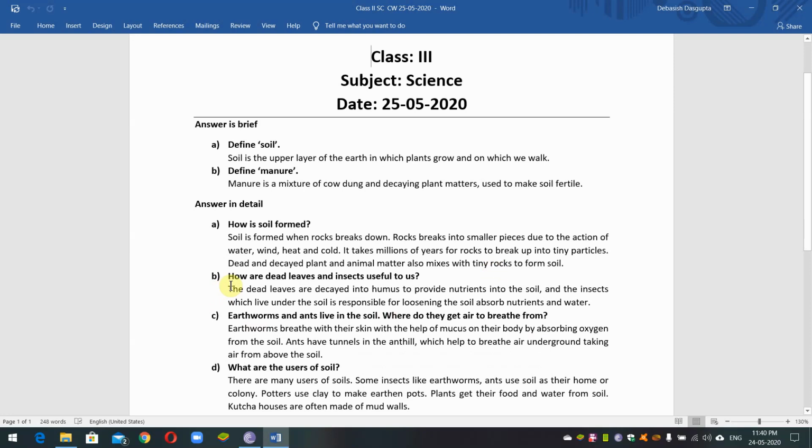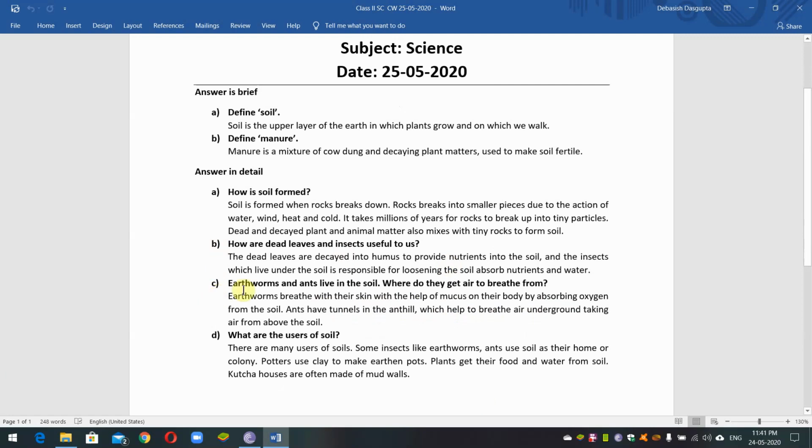Question number B. How are dead leaves and insects useful to us? The dead leaves decay into humus to provide nutrients to the soil. And the insects which live under the soil are responsible for loosening the soil to absorb nutrients and water.